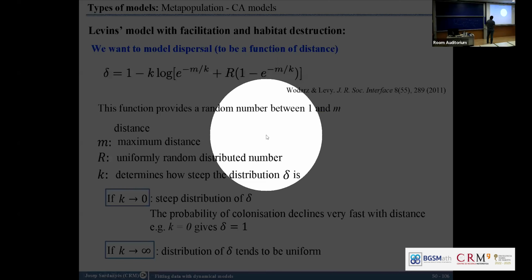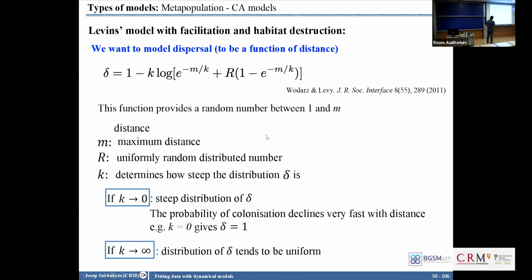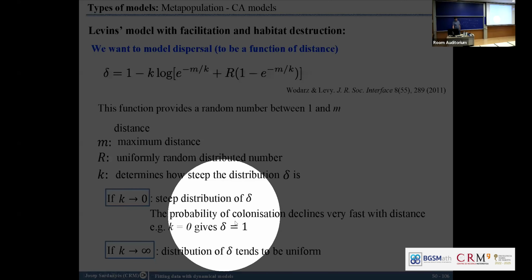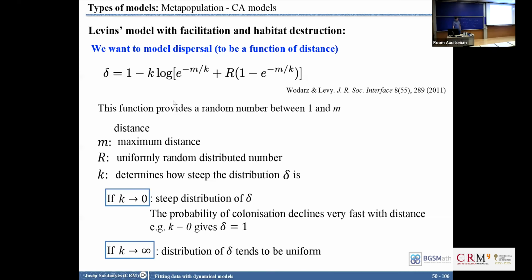If K is equal to 0, then if you have a look at this function, the distance is 1. This is very easy to see, and it means that the probability of going, or the distance that you can go, declines very fast. So the probability to go to a distance declines so fast that you will only move to the nearest neighbor.